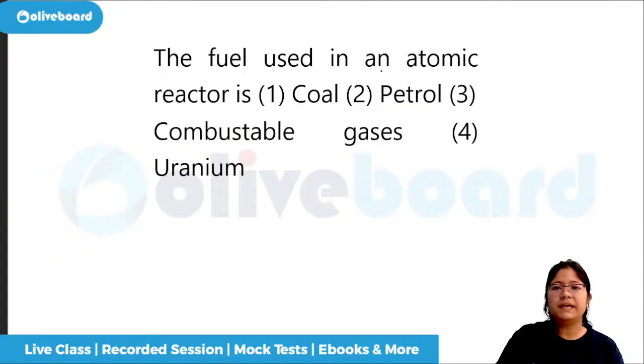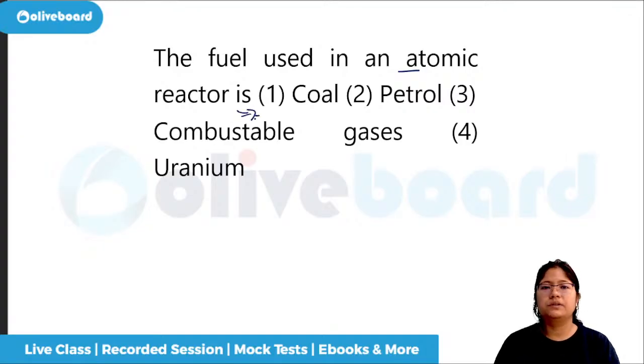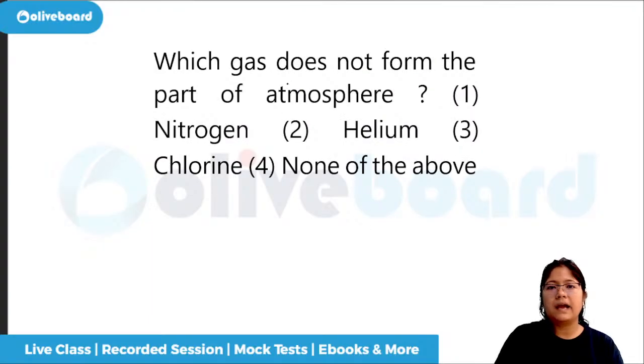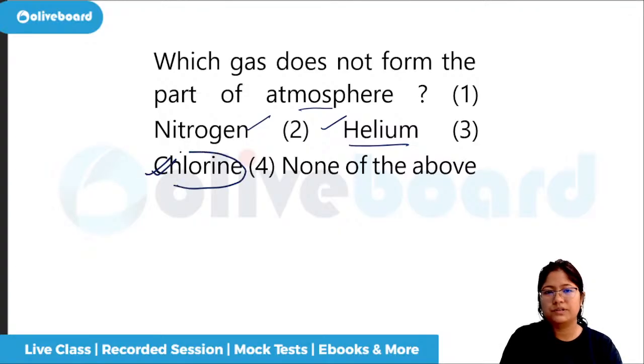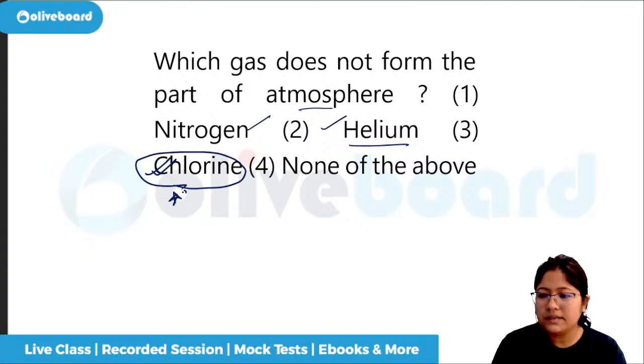The fuel used in an atomic reactor is. What fuel is used in an atomic reactor? We have seen it is not coal, not petrol, not combustible gases. What is it? Uranium. Uranium-235 is used as the fuel. Which gas does not form part of the atmosphere? You have highest nitrogen, 78%. You have oxygen. What else do you have? You have chlorine, you have helium. So helium is there, but chlorine gas is not there. Chlorine is the correct answer.